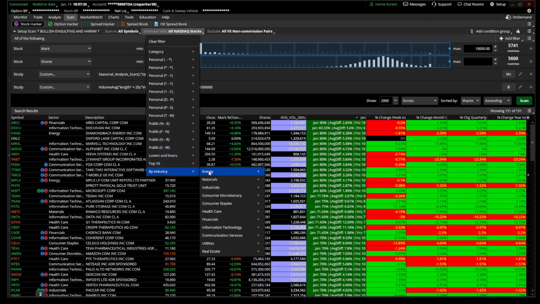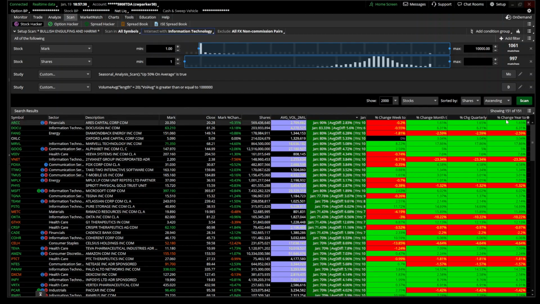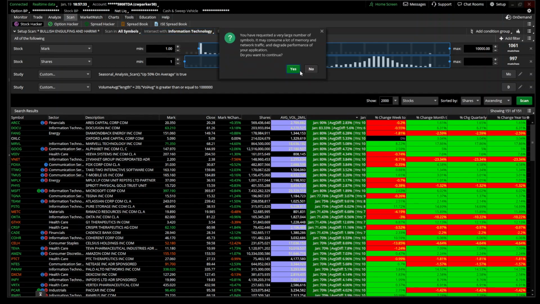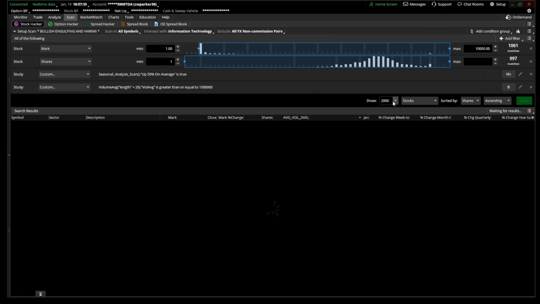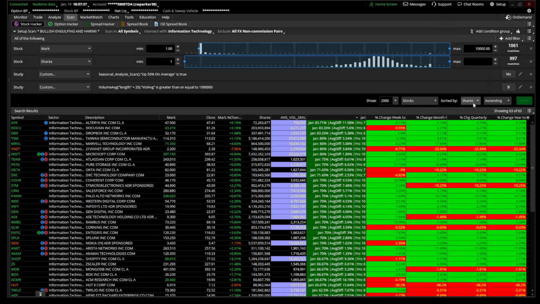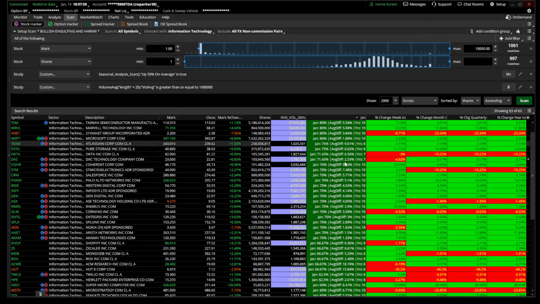So we want to drill down even more. We're going to go to information technology and scan, and it's going to tell me I got a lot because I put 2,000. Everything's been scanned according to the least amount of shares. So this is everything in information technology according to the seasonality scan, and I have anything that's up 50% or greater on average. So you're going to see some of the same things from the NASDAQ.